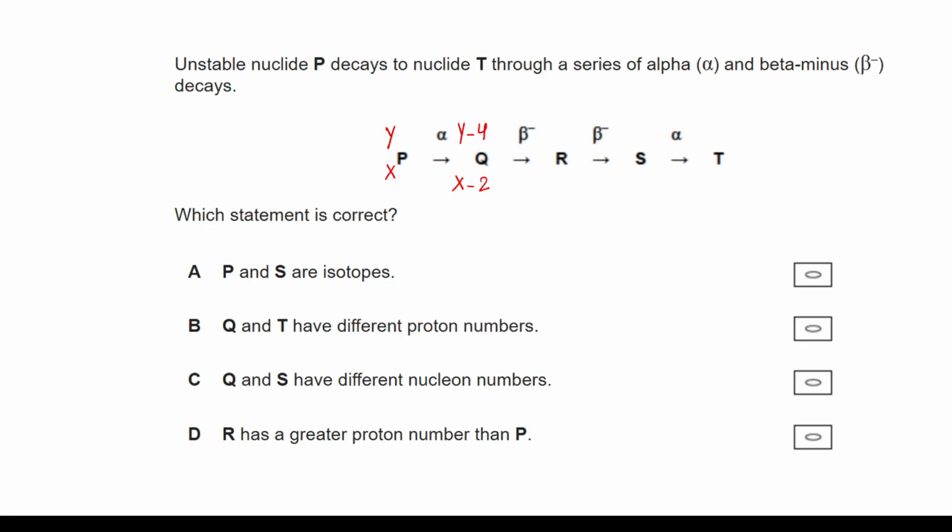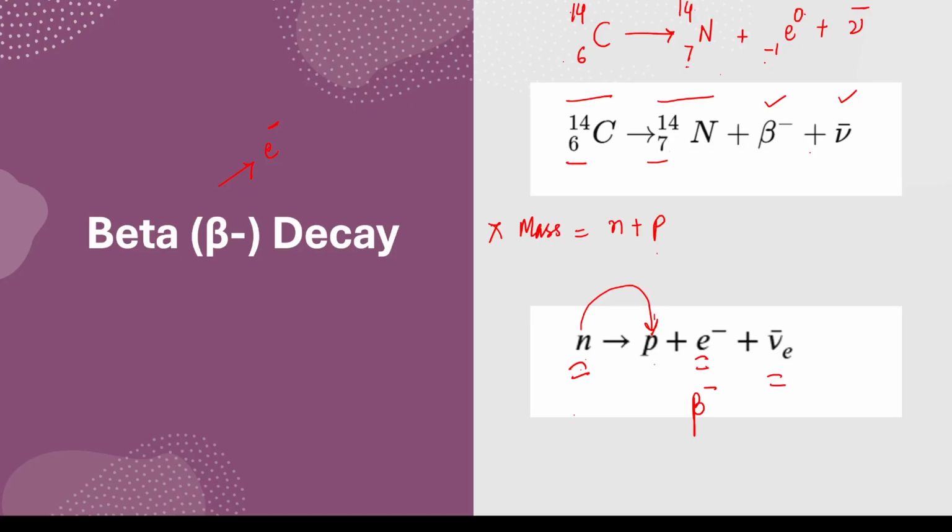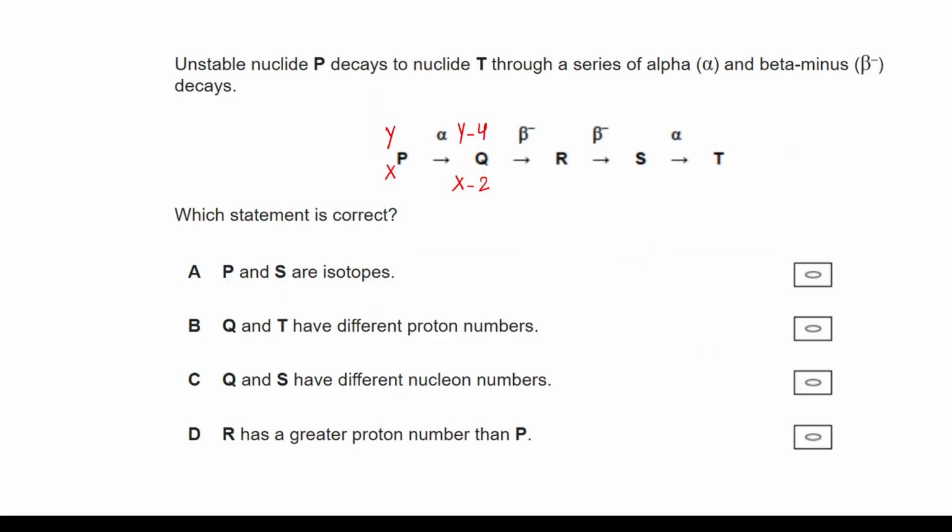After beta minus, okay, let's just go back. What happens after beta minus? The atomic number increases by 1 and the mass number remains the same. So X minus 2 plus 1 becomes X minus 1. This would remain Y minus 4. Another beta minus: X minus 1 plus 1 becomes X. This would remain Y minus 4. Another alpha particle: X minus 2 and Y minus 8.